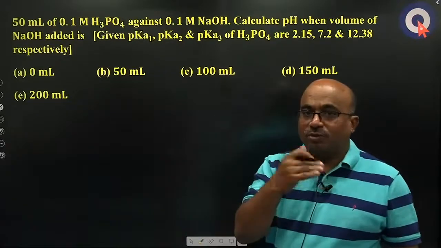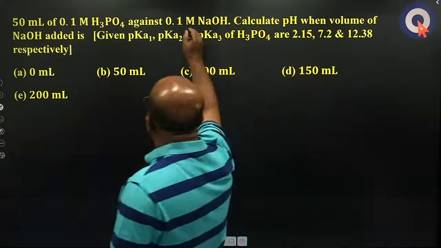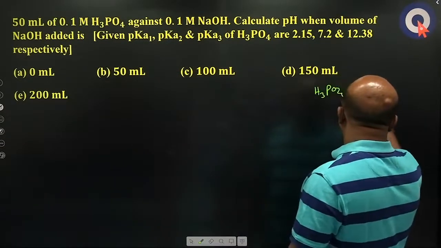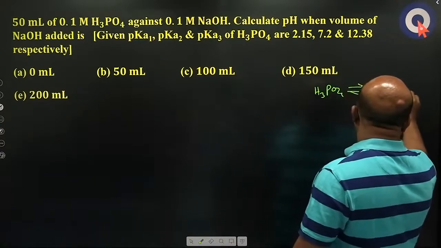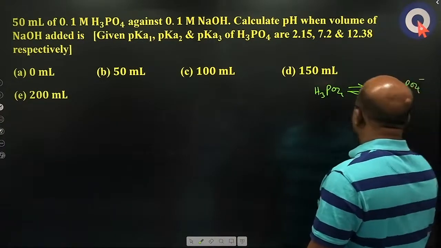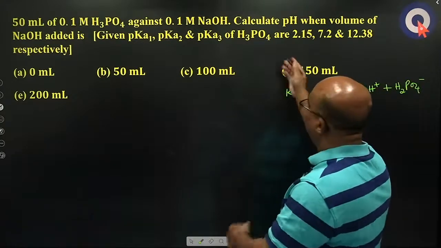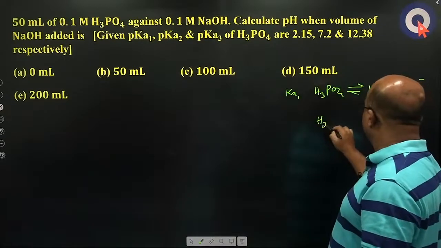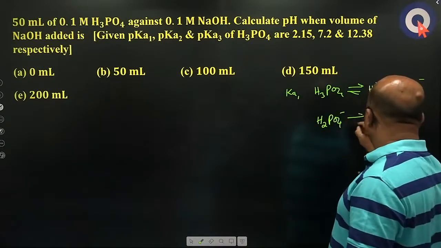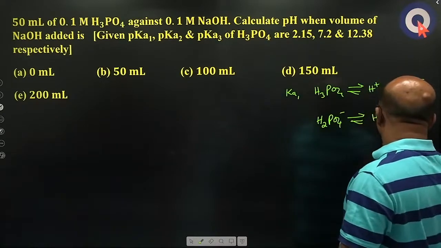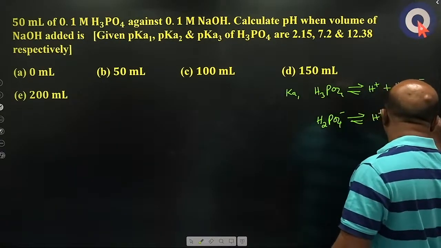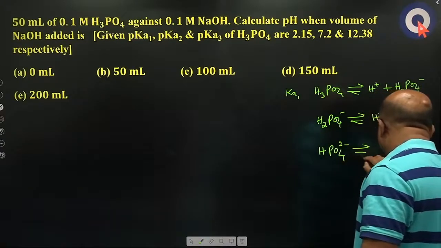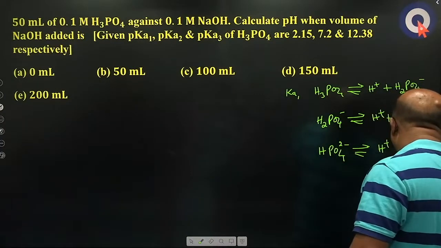So it gives first an H+, then another H+. If you write H3PO4, it is in equilibrium with H+ and H2PO4-, which is what we call Ka1. The values of pKa1 and pKa2 are given. Then this H2PO4- converts into H+ and HPO4 2-. Then this HPO4 2- converts into H+ and PO4 3-.